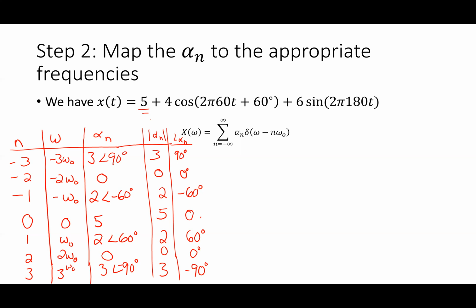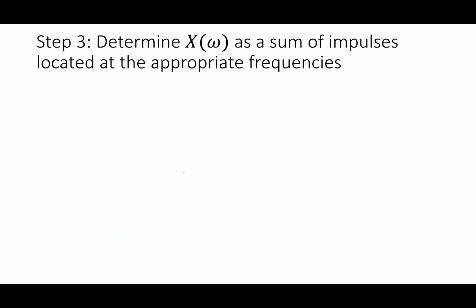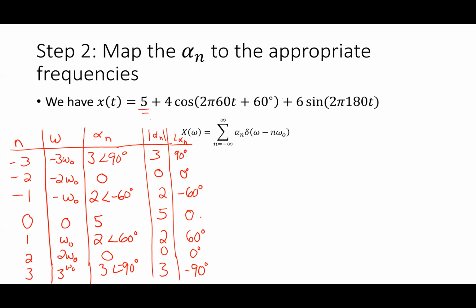All right. Now I've got the alpha values. The last step for me is to basically say I need to get x of omega as this set of impulses. All right, so from n equal negative infinity to infinity, alpha n, delta of omega minus n omega naught. So given what I just wrote out here, where do I have impulses? Where does this summation, from n equal negative infinity to infinity, there's a lot of n there, right?